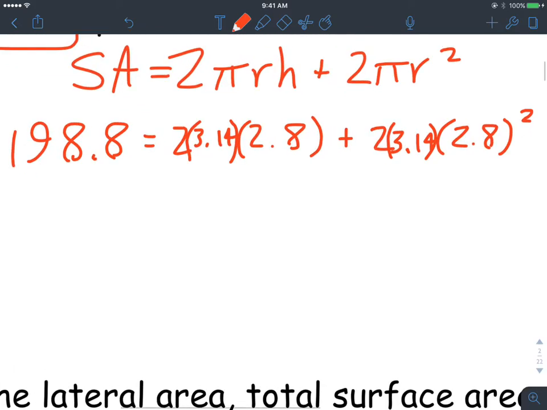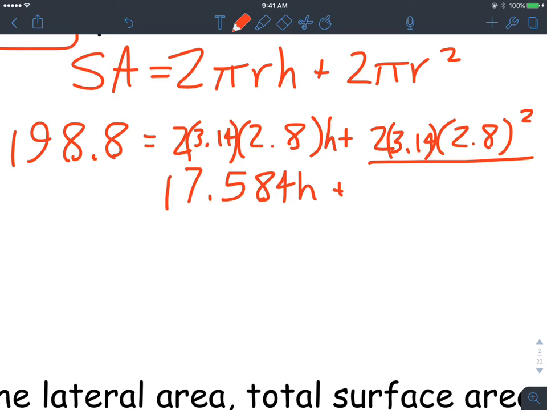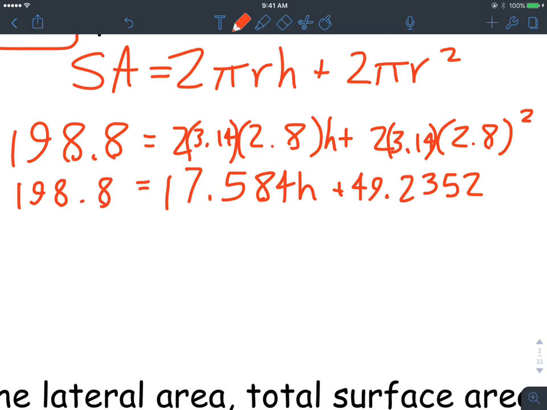So anyways, right here we got, oops, forgot my h there. You got all this stuff times h. So what I'm going to do is use my calculator to multiply all the numbers in front of h right there, because that'll be the coefficient. And that apparently is going to get us 17.584. And then we'll just put the h there. Now all of these numbers, there's no variable there, so that'll just be a plus some random decimal number. So that'll be 49.2352. And I'm not going to do too much rounding until the very end. So 198.8 over there on the left-hand side.